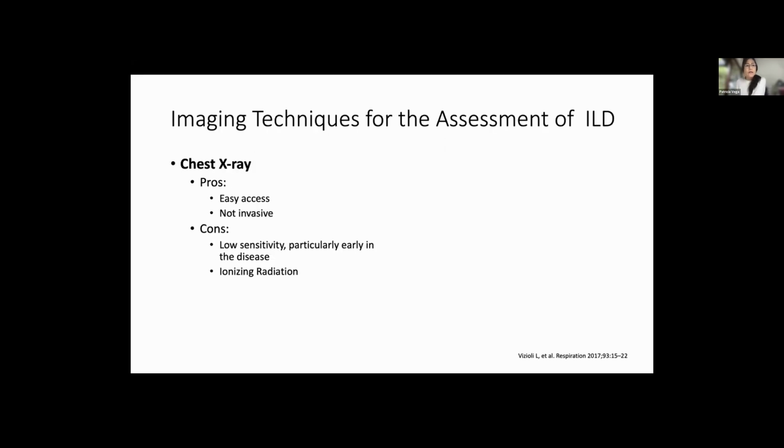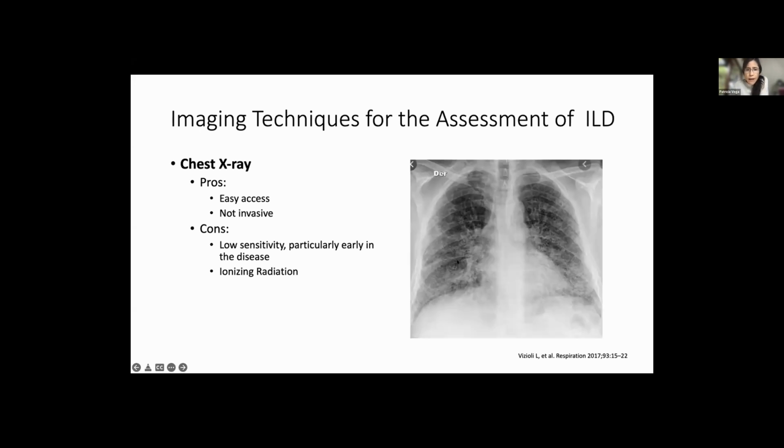First, I wanted to call your attention to the different imaging techniques that you can use for the assessment of ILD. We have chest X-ray, which we all use. It's easy access, not invasive. However, it has a very low sensitivity, particularly in early stages of disease. Like this X-ray here, which is very abnormal, we can only detect that when it is late in the disease process.